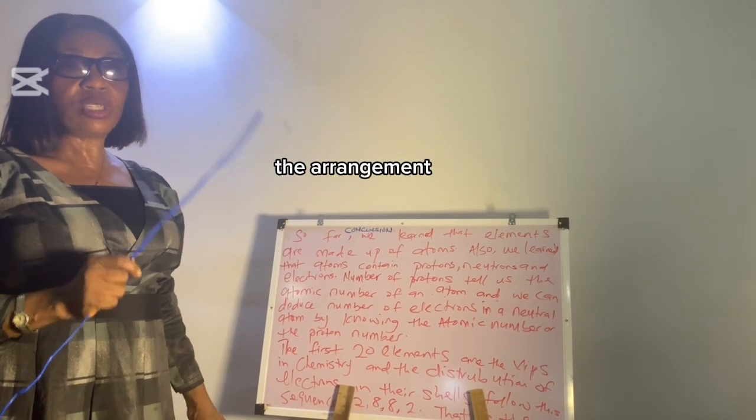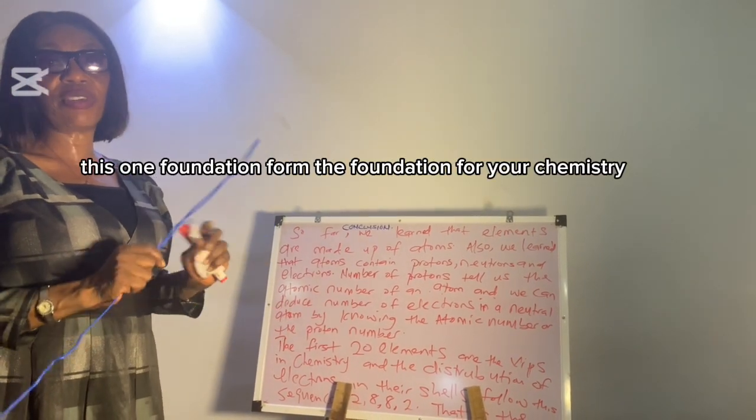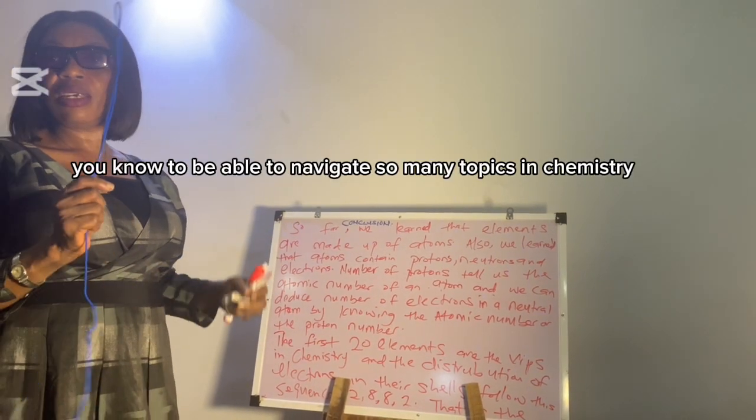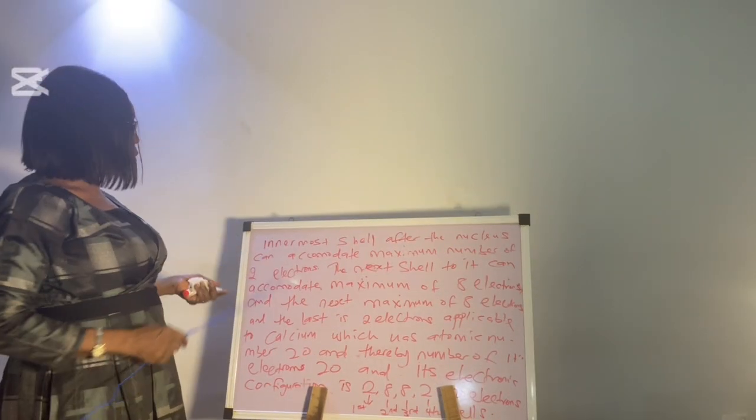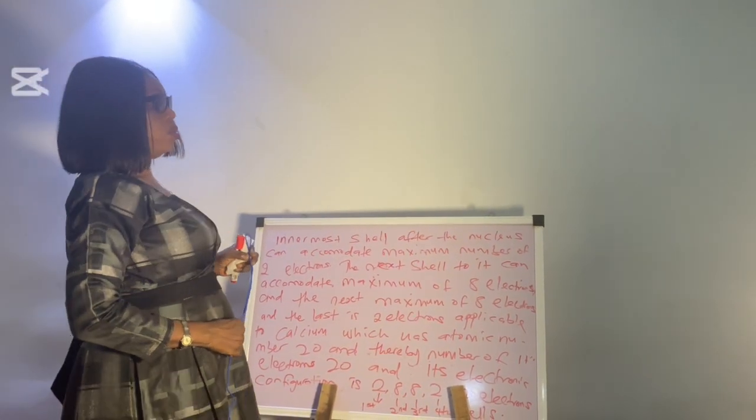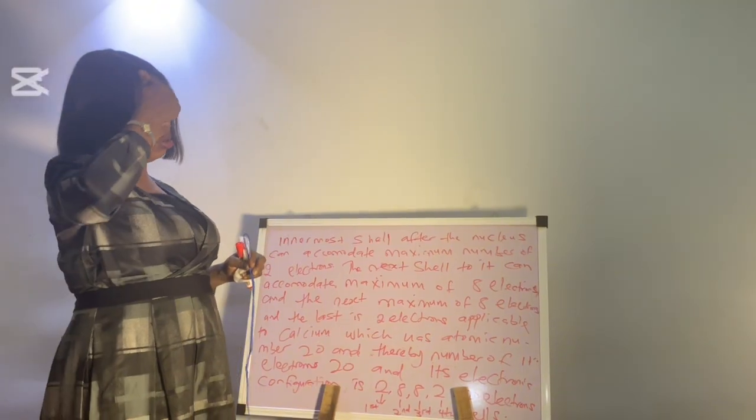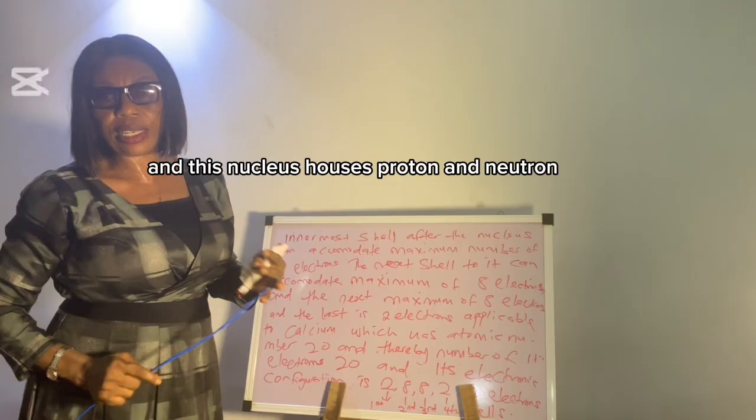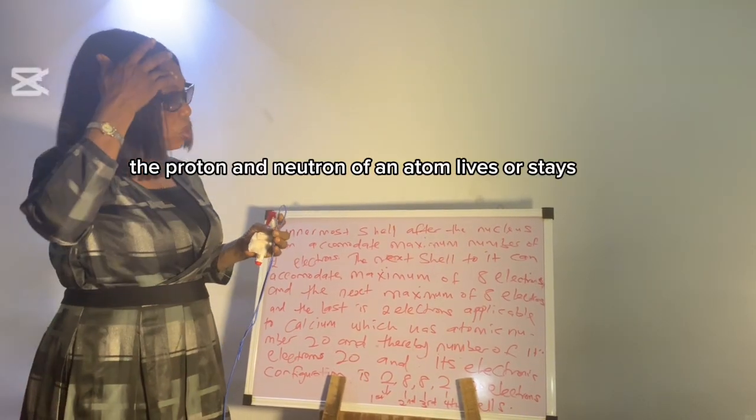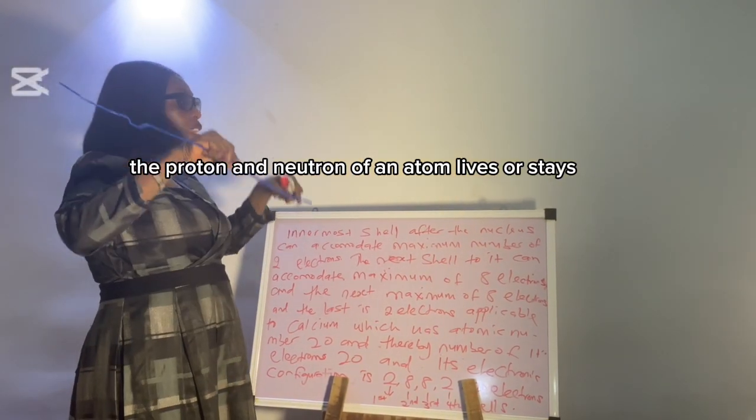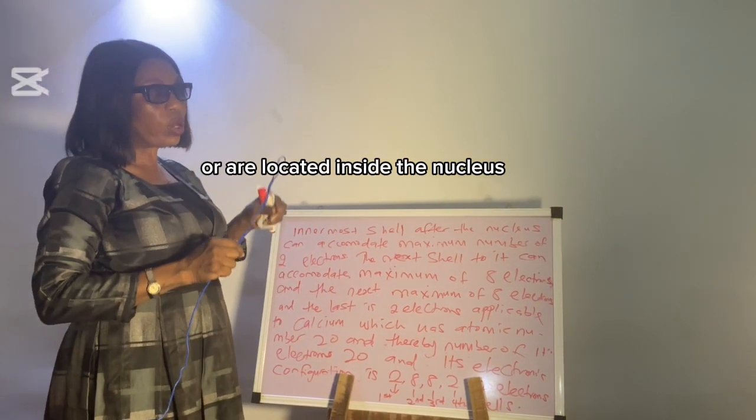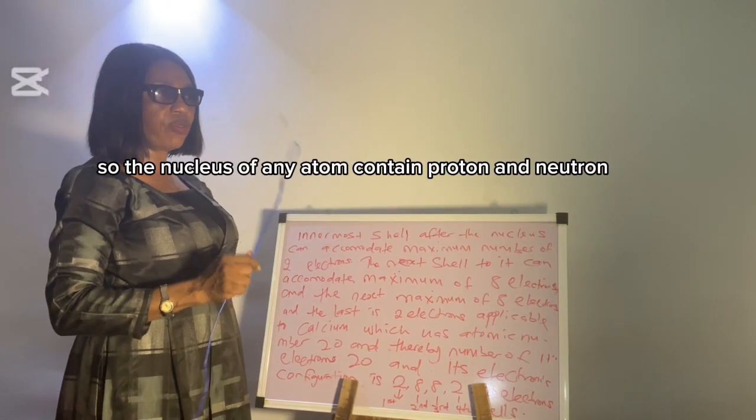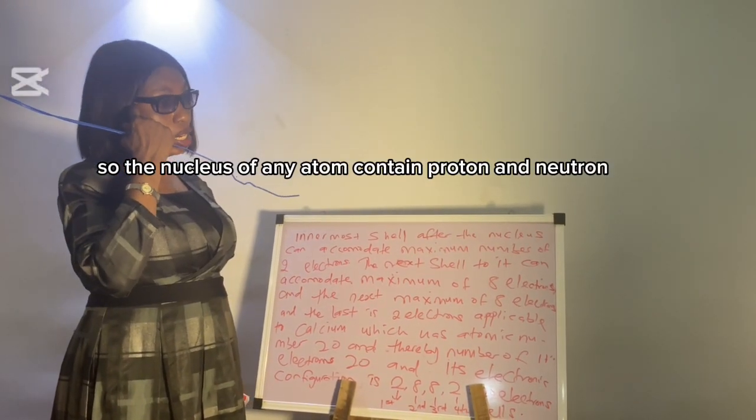Once you know the arrangement, this forms the foundation for your chemistry, to be able to navigate so many topics in chemistry. Like I was saying, an atom normally contains a nucleus in the middle, and this nucleus houses proton and neutron. The proton and neutron of an atom are located inside the nucleus. So the nucleus of any atom contains proton and neutron.